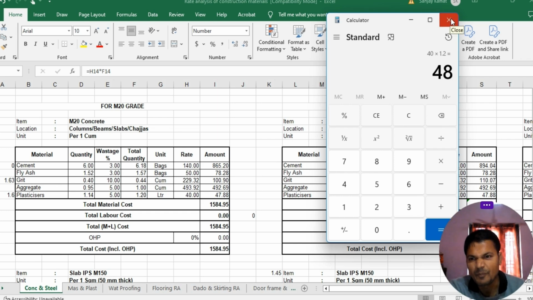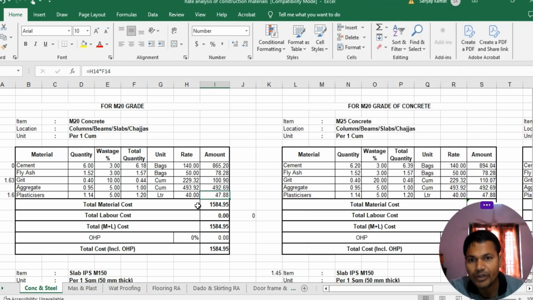Now, once we get this, what to do? We have the total cost of material. Total cost of material is this, and the total labor cost we don't require now, because we are doing the rate analysis of the material only, we are not adding the labor. So for this we have to do another thing.